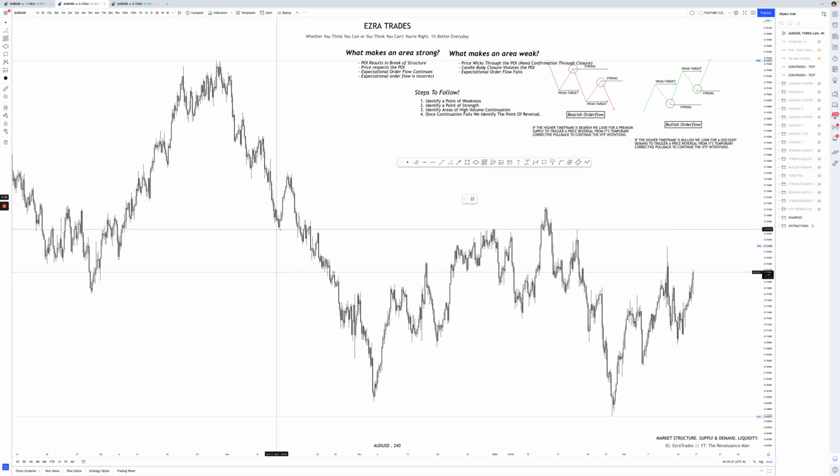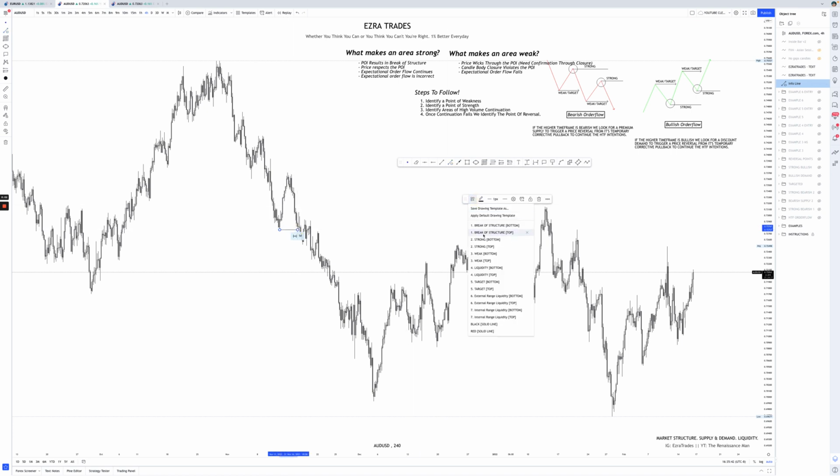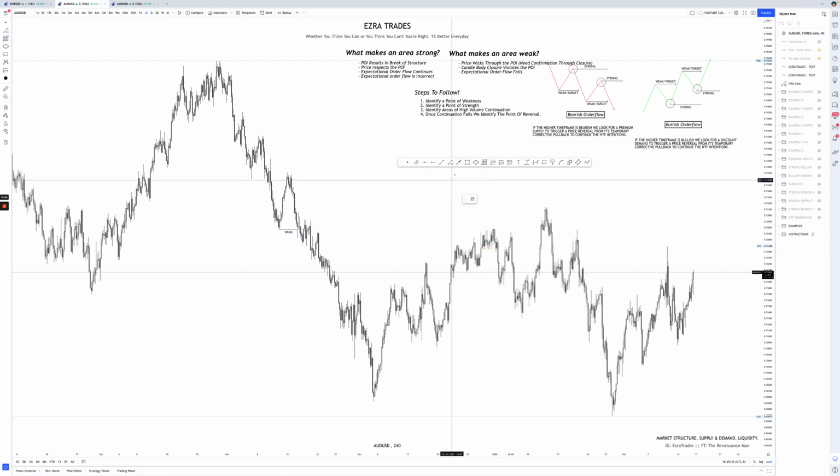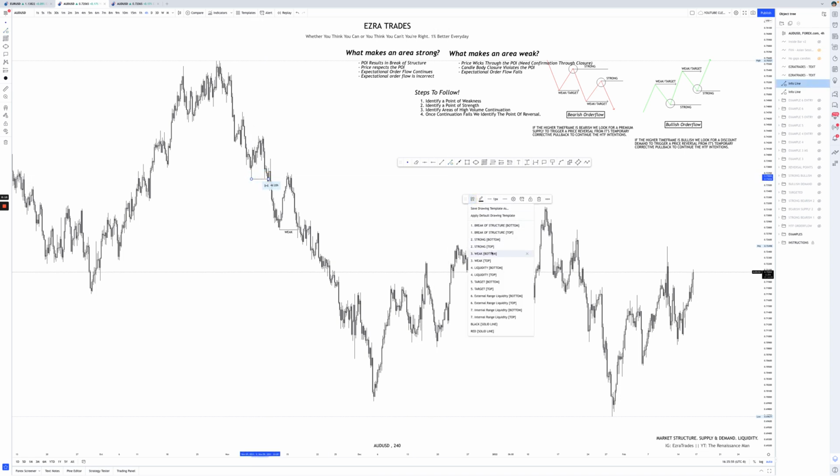This pullback did not break structure to the upside. It just gave a pullback. We didn't see price reversal. So what this tells me is identify a point of weakness. Those I think are easier to find. This is a point of weakness. I'm going to label it as such. That's a weak bottom, right? It's on the bottom. Let's look for another level. If we look to the left here, this is a bottom that got ran through, right? Even though it's a wick, we're going to go from the outside of the wick. This is a weak bottom, right?